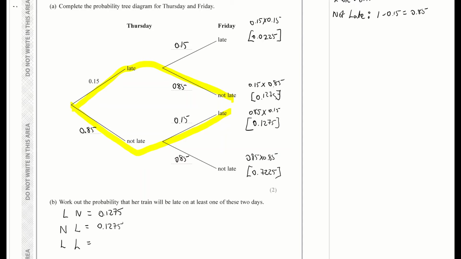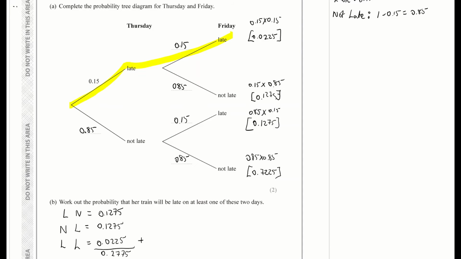And my final one then is going to be late followed by late, which I've already found as well, which is here, which is 0.0225. And I want to add those three together, which is giving me a total probability of 0.2775. So the probability of being late on at least one of the 2 days is 27.75% or 0.2775 as a decimal.